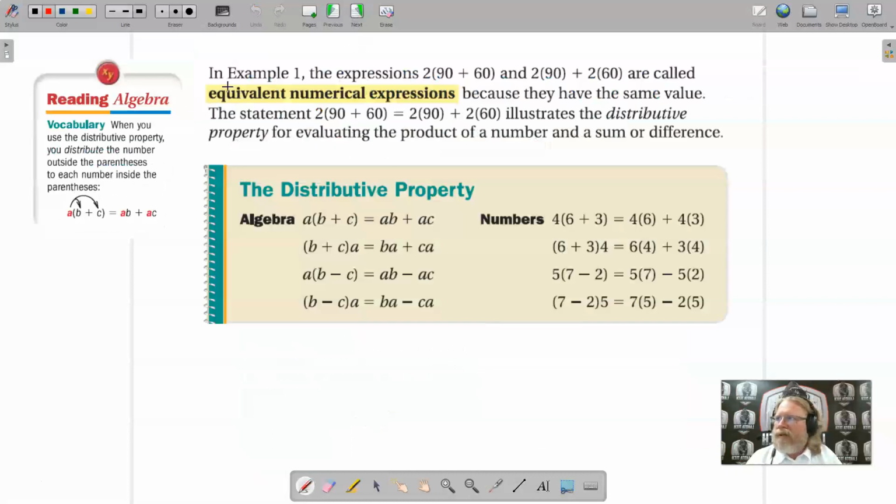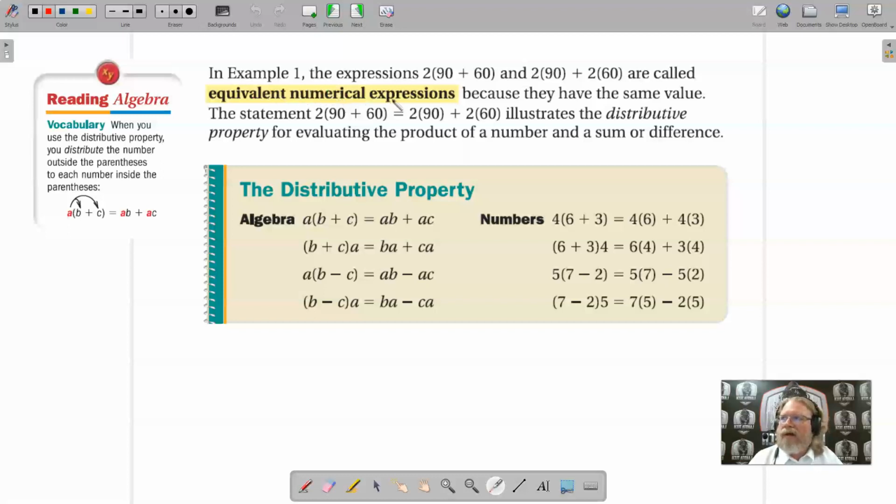So what this tells us from example 1, it tells us that the expression 2 times the quantity of 90 plus 60 and 2 times 90 plus 2 times 60, that these are called equivalent numerical expressions. Equivalent because they're equal to one another, that is, they produce the same result whenever we calculate them. Numerical because they only have numbers in them. There's no variables involved. We didn't have any letters such as an X or an A or a Y or a Z. We only had numbers.